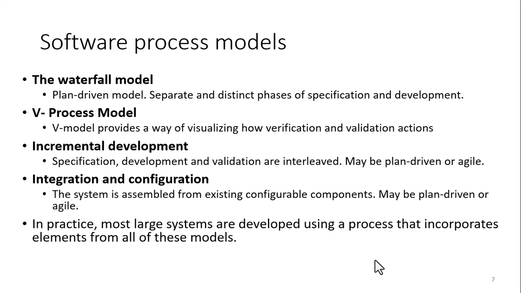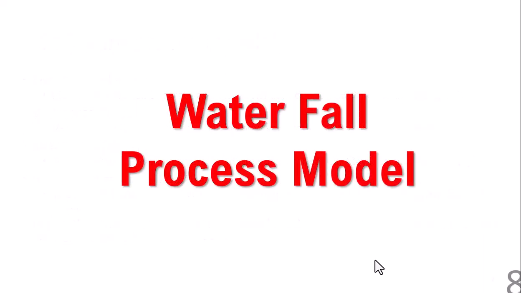Integration and configuration model: the system is assembled from existing configurable components, and may be plan-driven or agile. So agile includes both approaches. This means if we are adopting agile, which we will discuss later, the development will be incremental and there must be integration and configuration involved. In practice, most large systems are developed using a process that incorporates elements from all of these models.